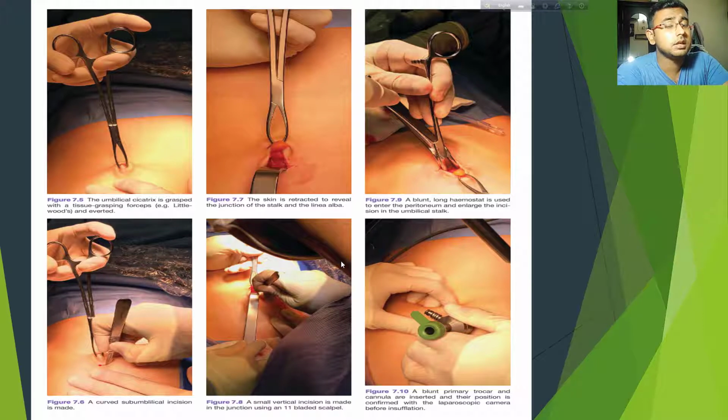In that period I will give you a proper exposure of an introduction to laparoscopic surgery.